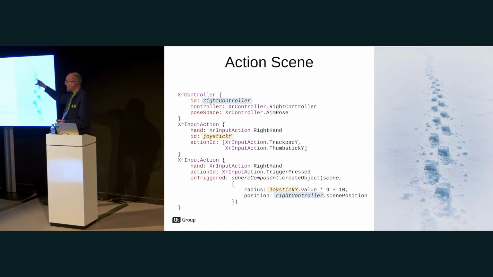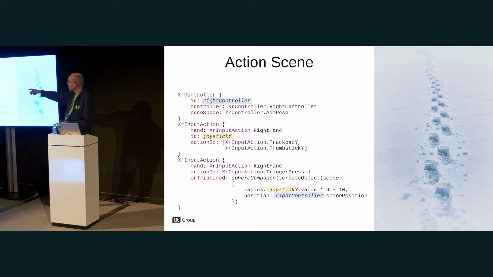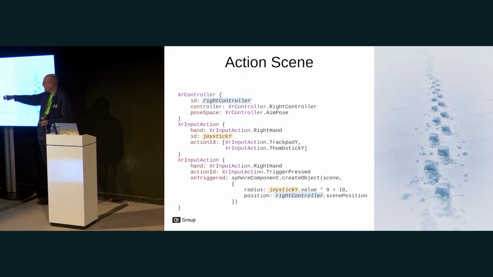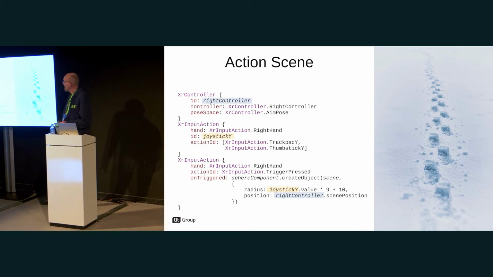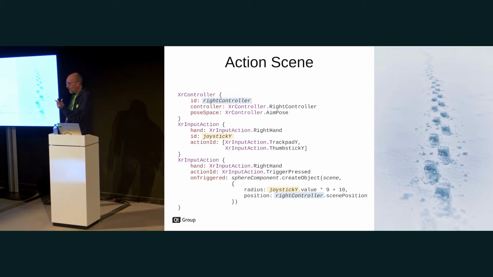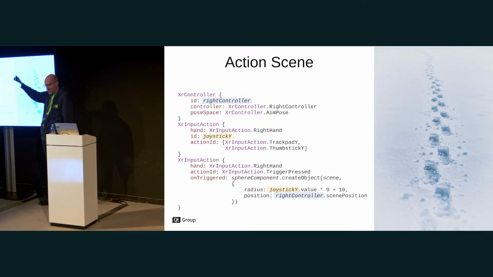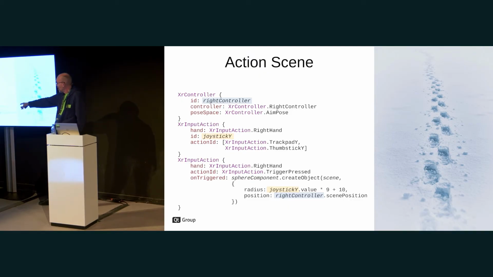Works slightly differently, but in this case, we can use it for the same. So this action, the joystick Y action, is going to react to both the trackpad and the thumbstick. And then finally, once the trigger is done, we're going to make a component that is written off screen, and I'm using the value of the joystick to calculate a size, a radius, and I'm using the position of the controller for the position.